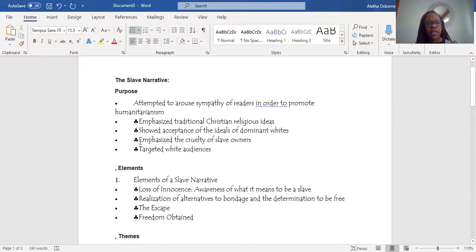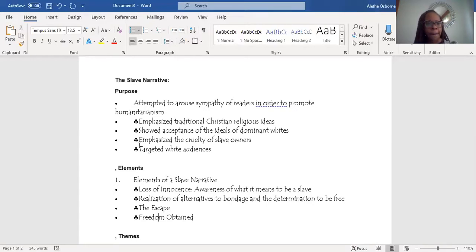Another purpose of the slave narrative was to show acceptance of the ideals of dominant whites. So again, keep in mind the intended readership. A lot of the slave narratives were published at a time when it was illegal for slaves not only to read, but to learn or pursue reading and writing. So again, there was an awareness that the reading audience was whites. In order to persuade and convince them, there had to be some acceptance of those ideals and values shared by dominant whites.